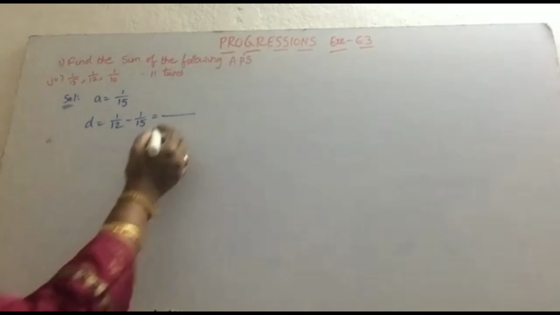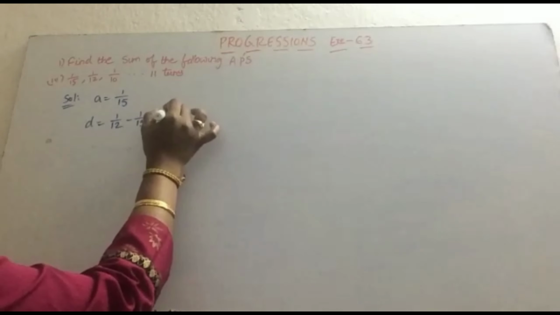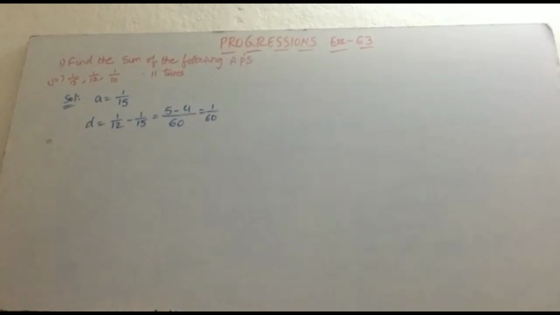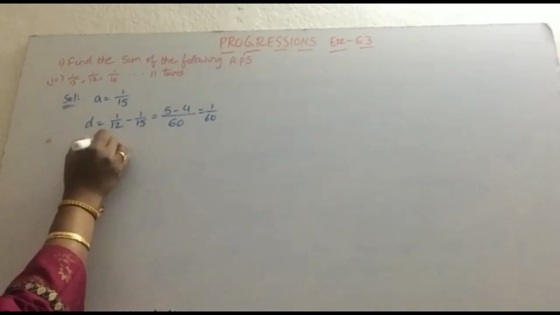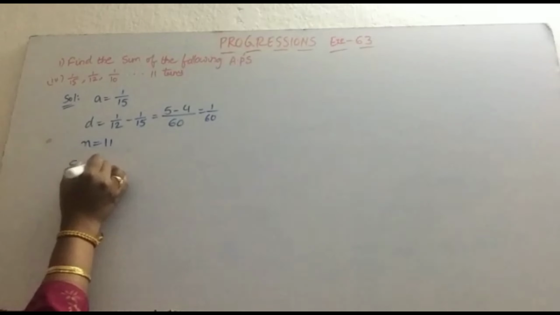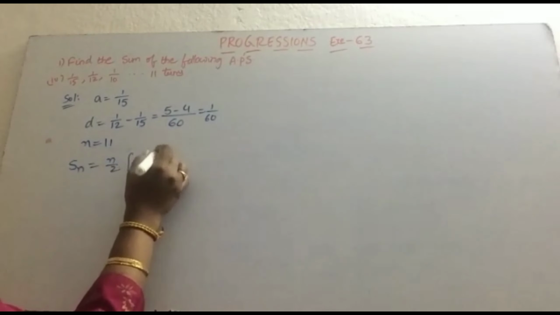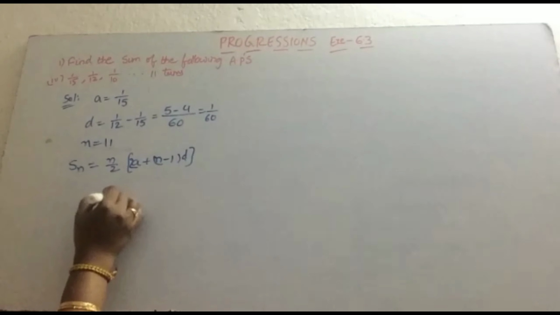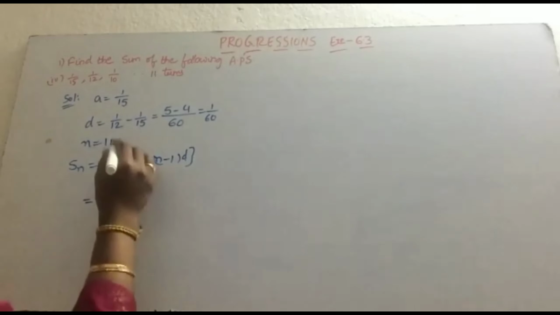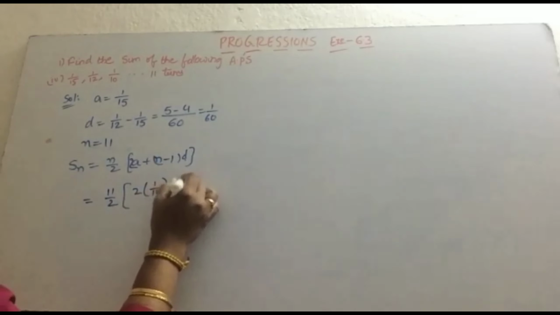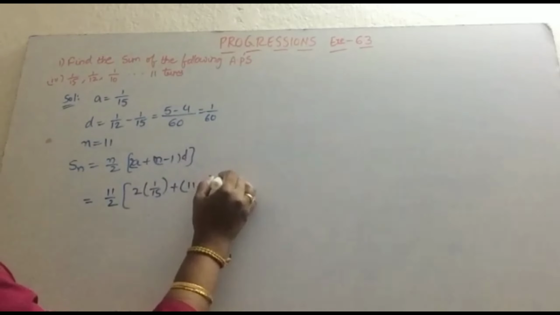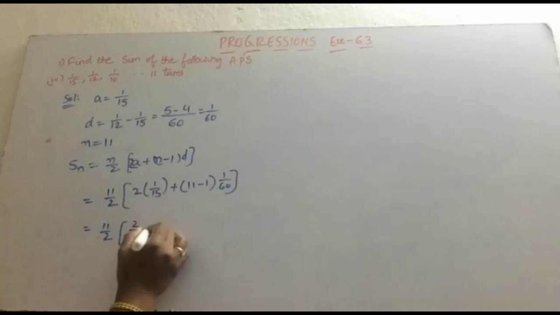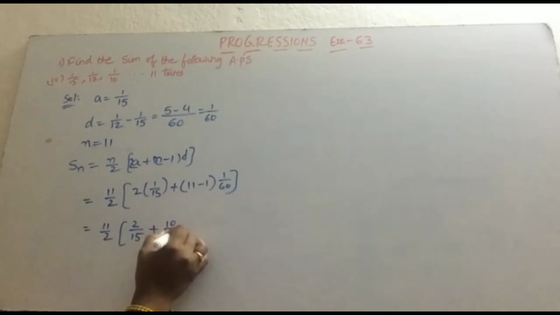The LCM is 60. So 5 minus 4. So that is d is equal to 1 by 60 and n equal to 11. So Sn equal to n by 2 into 2a plus n minus 1 into d. So n is 11 and 2 into a is 2 by 15 plus n is 11 minus 1 into d is 1 by 60. So that is 11 by 2 into 2 by 15 plus 10 by 60.